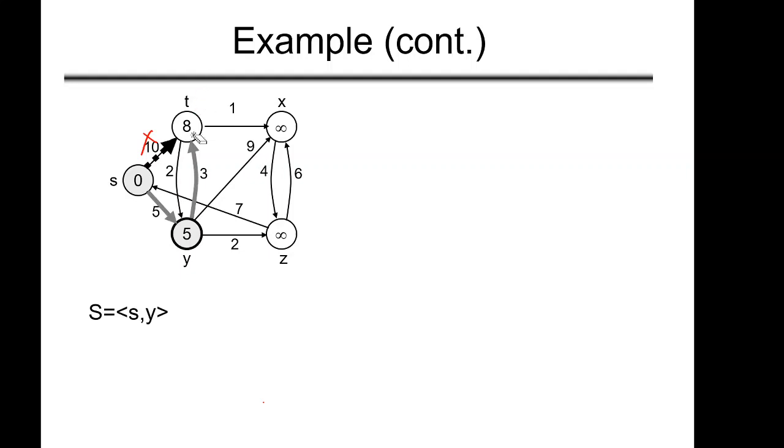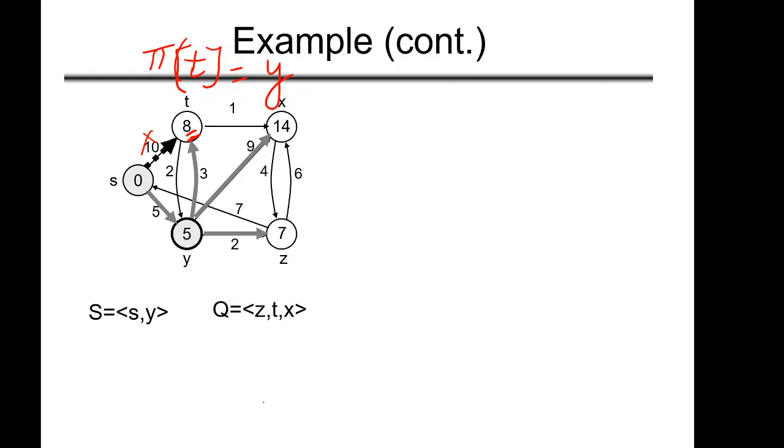Okay, we will put 8 here, and we will also update the parent information. Previously the parent of T is S, now the parent of T will become Y, right? Okay, so we will move forward. Then we will relax this edge. Okay, so since they are infinity, so we will put the value whatever you will get by adding SY and YZ and YX respectively.